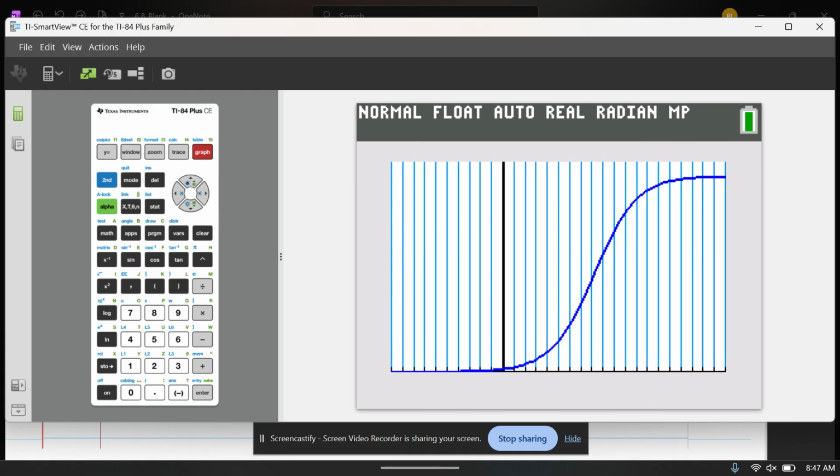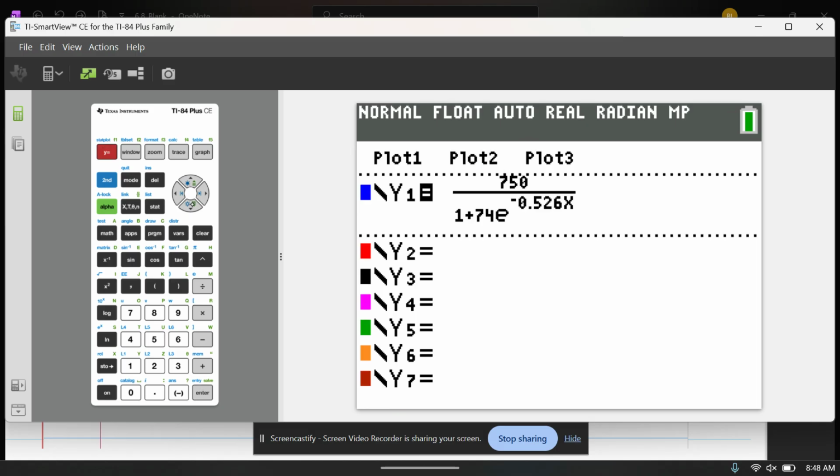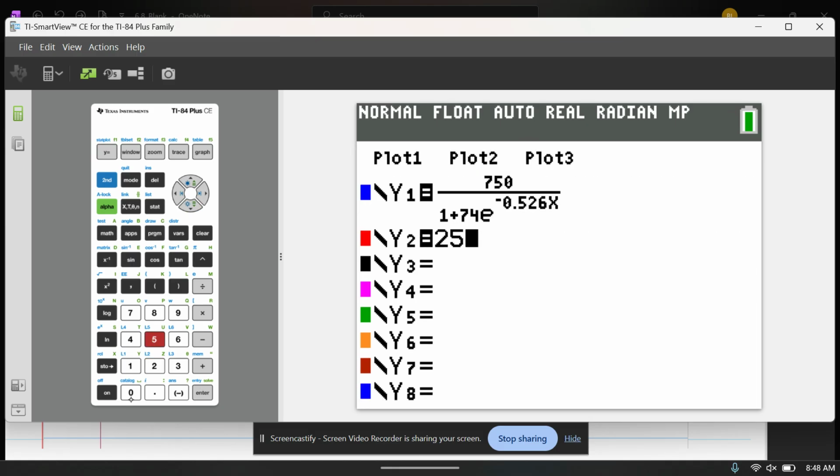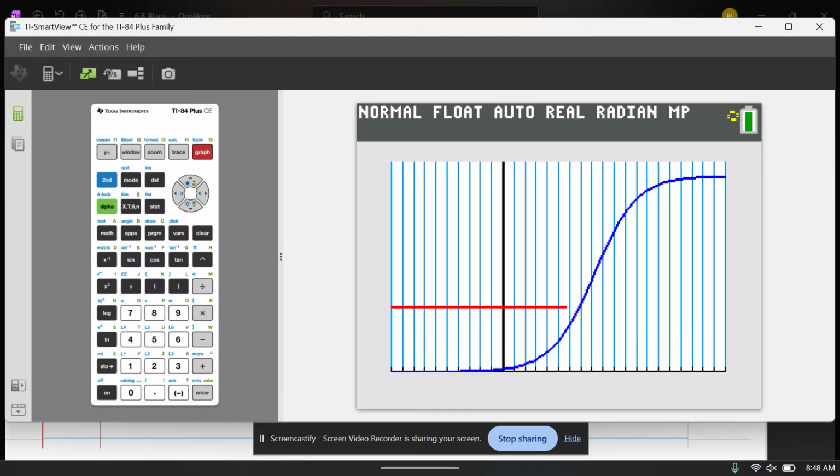Okay. It wants to know population after 5 hours. If I hit trace 5, there's that 118.41. Same number. Okay. So I plug in 5 for X for the time. They want to know when will the population reach 250. So what can I do with my graph to find that? I can graph 250 and see where they cross.